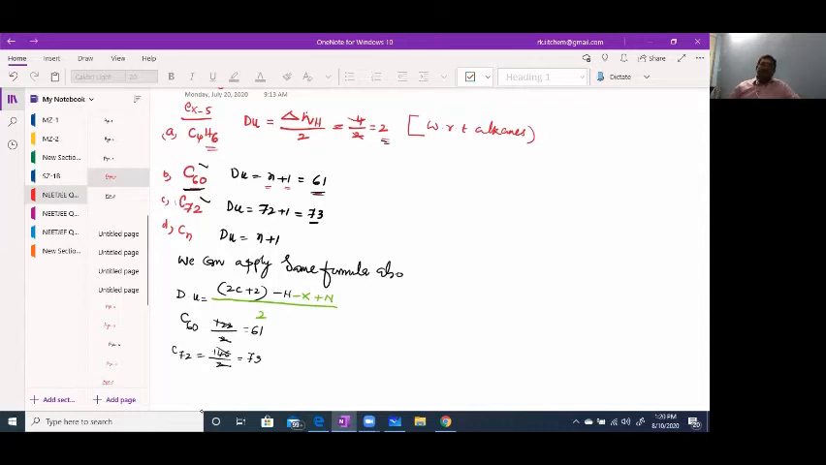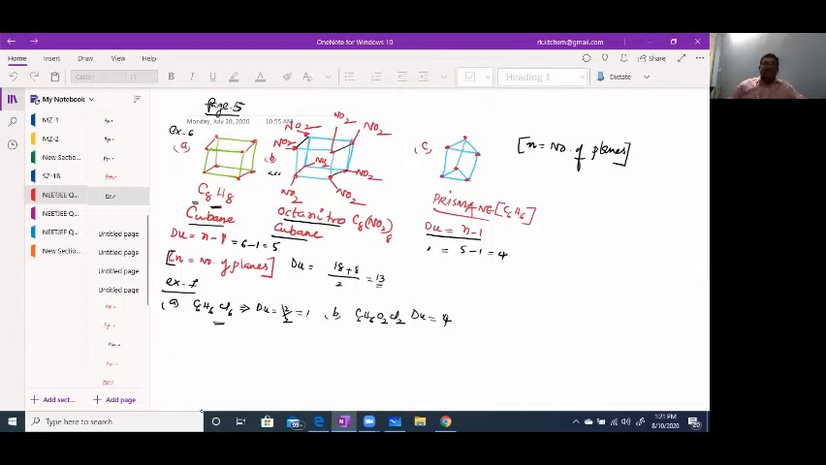Here we can also apply the same formula we discussed in the previous case: DU equals 2C plus 2 minus hydrogen minus X plus N. You will get the same answers, 61 and also 73. Okay, children, let's move to another concept, discussed with cubane, octanitrocubane, and prismane.